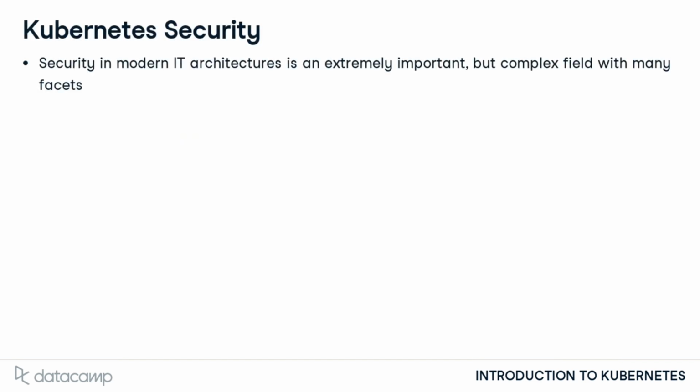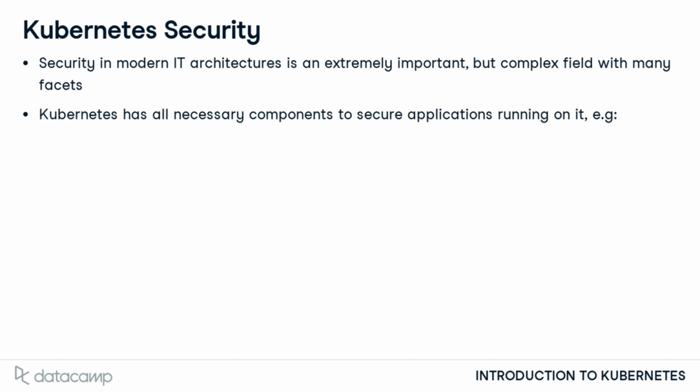Finally, let's talk about security in Kubernetes. Security is an essential field, and modern IT architecture has to implement many security standards and best practices, but it is also a very complex field, and we cannot cover all the details here. However, we should keep in mind that Kubernetes comes with all the necessary components to run our applications securely.